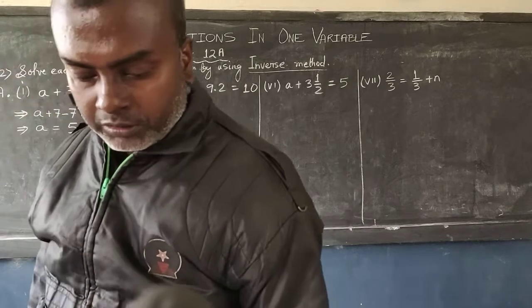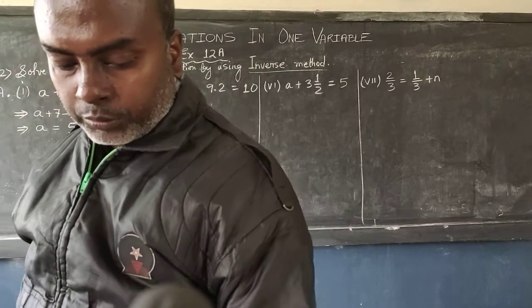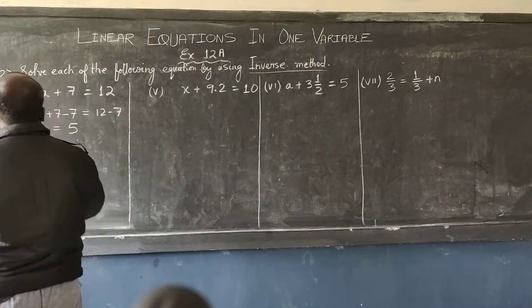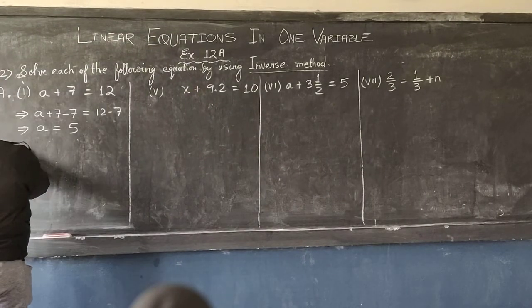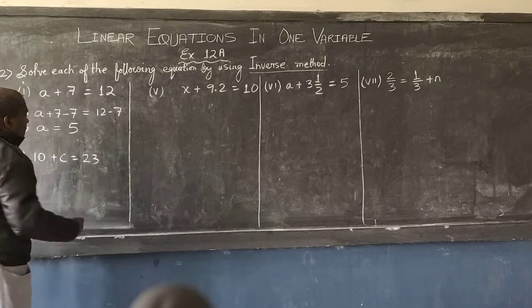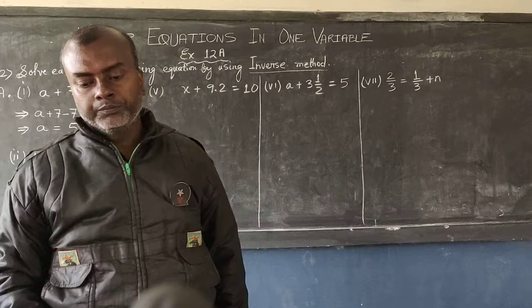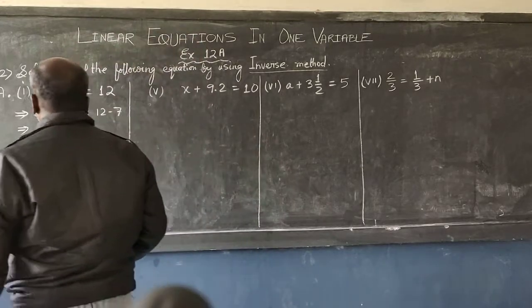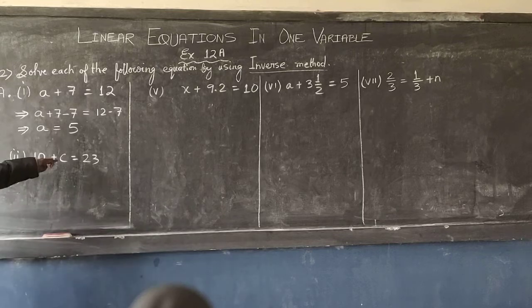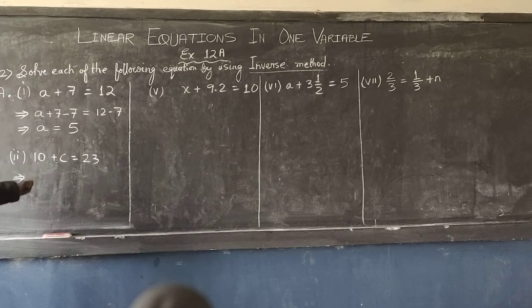Okay, we can do the next one also, part 2. 10 plus c equals to 23. Okay, this is part 2. Alright, again, beginning with the implied sign. Which is the variable? C is the variable. And what constant number is attached to it? 10. In other words, plus 10.